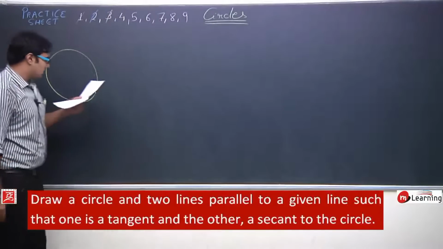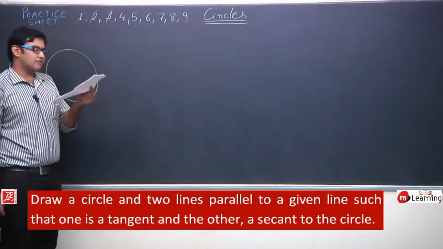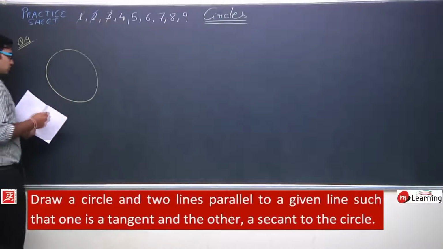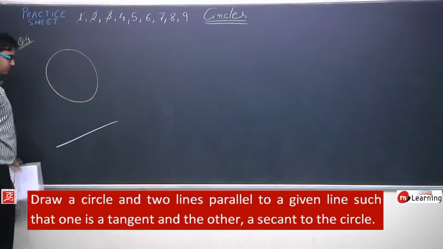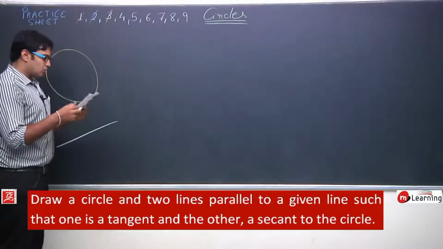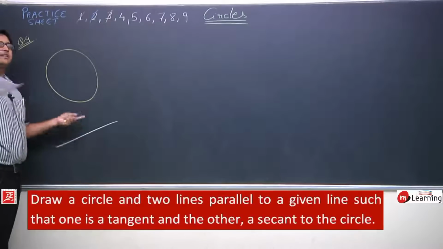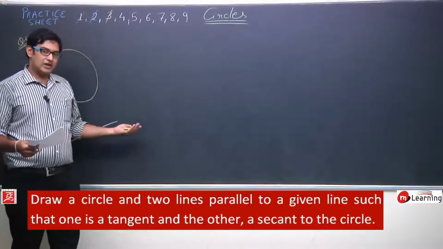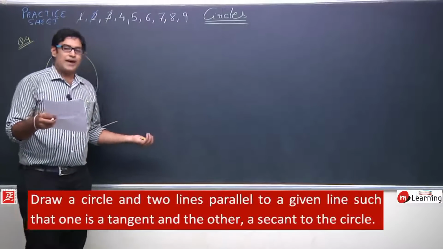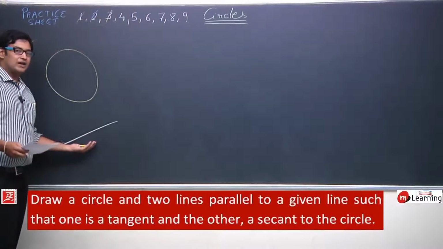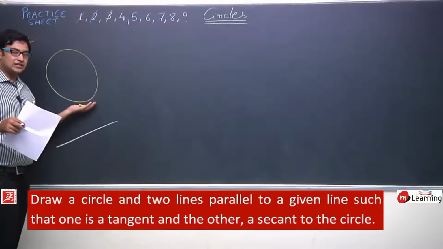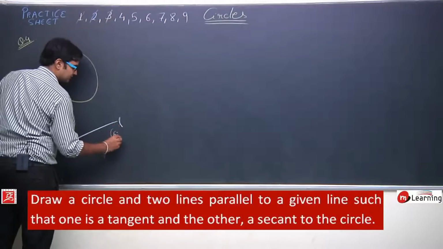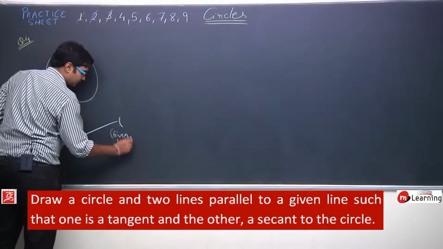So this is a circle and two lines parallel to a given line. It means there is a line given to us. Let us say this is a line given to us. What you need to do is draw two lines parallel to this line. We don't know in which direction it is heading, we have just drawn a line. Now we need to draw two lines parallel to this line such that one line is a tangent to the circle and another is a secant. So let us say this is L, which is the given line.